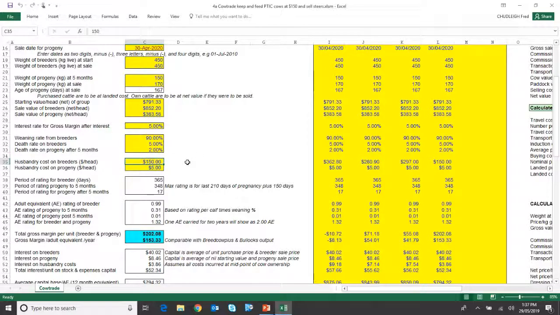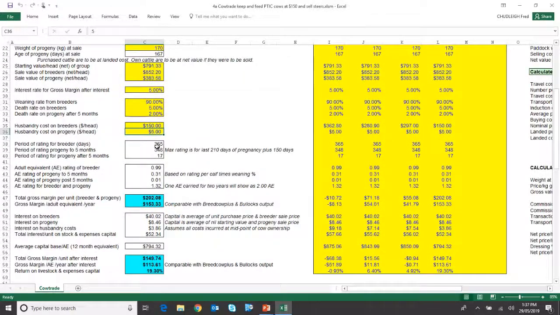Husbandry cost, $150 a head. That's our cost of feeding. We calculated that in the other spreadsheet. Cost on the progeny, probably $5 to get the calves weaned. Now down here, we calculate the period of rating for the breeders.